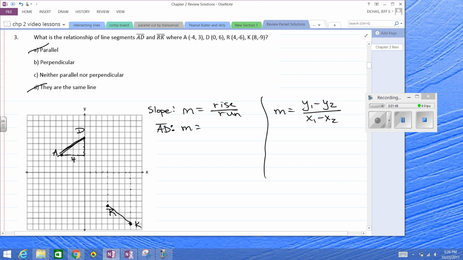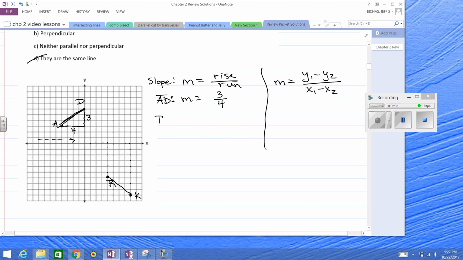So we have 4, 1, 2, 3. So our rise is 3, our run is 4 for AD, and it is moving up as we move left to right. So that's going to be a positive slope. Okay, R to K. All right, we know it's going to be a negative slope because as we move left to right, that one's going down. So let's take a look here.